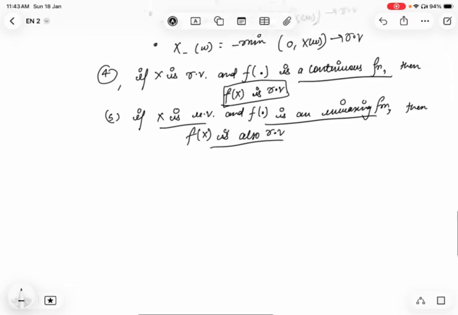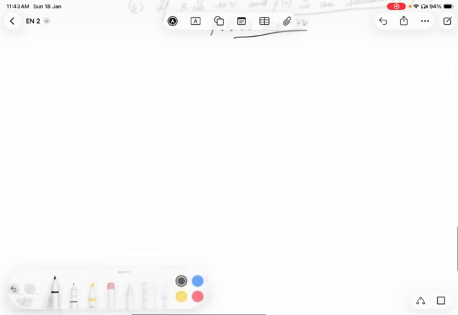Okay. Now, another important concept, that is the distribution function.